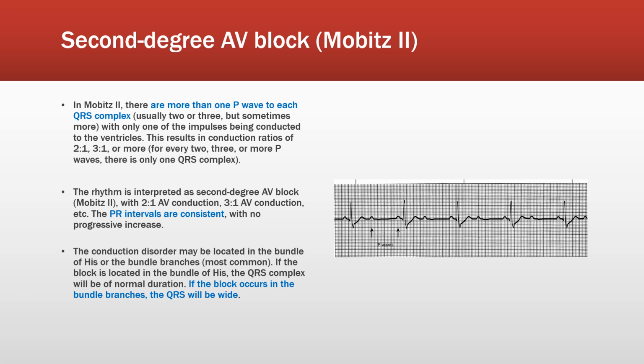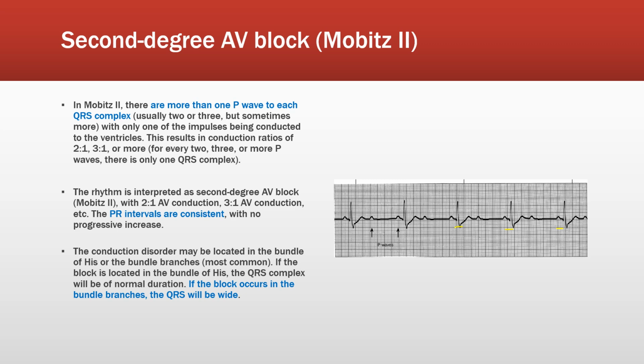Second degree Mobitz 2. This is where you have more than one P wave for every QRS, but the PR interval stays consistent, stays the same. All right. So you can see here you have P wave, P wave. These are all P waves, but if you look at the PR interval, it's staying the same. And you can only have a PR interval when you have the QRS following it.